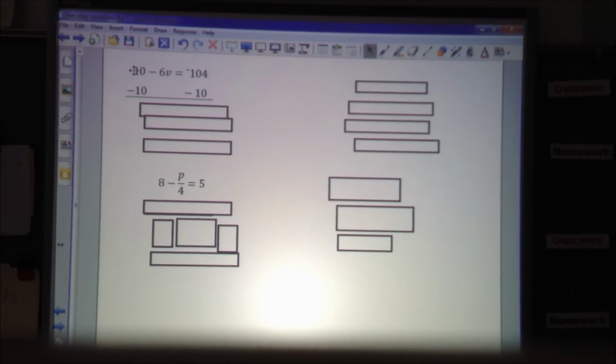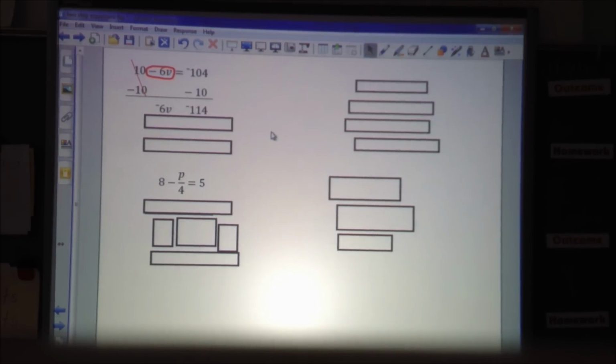So I want to get rid of addition. This positive 10 is what I want to get rid of, not the multiplication. So the opposite of a positive 10, not negative, because this negative right here, this minus, goes with the 6v. So I want to get rid of the 10. So I take away 10 or I do a negative 10. These two 10s cancel out, and I'm left with negative 6v equals negative 114.